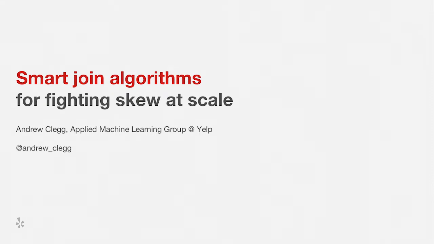So my talk's about smart join algorithms for fighting skew at scale. Though I'm part of the machine learning group at Yelp, it's not really a machine learning talk. It's really about how to counter some specific problems with the shape of your data that can cause Spark to kind of trip over itself sometimes.